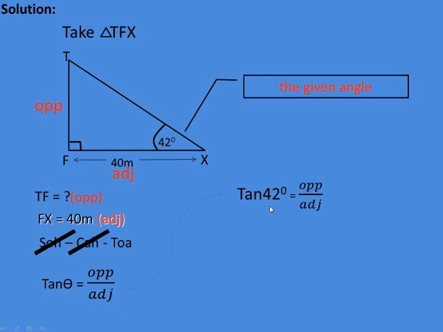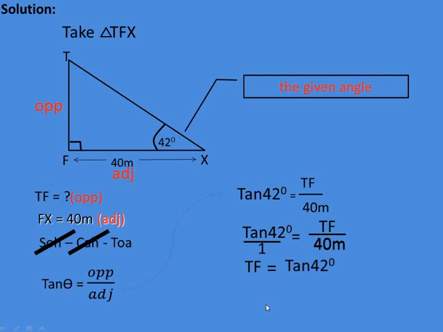Substituting the values in, that's tan 42 degrees. We're going to replace the opposite with the side TF, and we're going to replace the adjacent with XF, that's 40 meters. So tan 42 degrees equals TF divided by 40 meters. Here we're going to cross multiply to get TF to be the subject. So we multiply TF by 1, so that's TF times 1, still gives us back TF. Then that's tan 42 degrees times 40 meters.